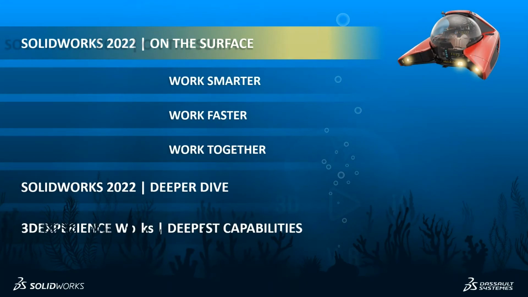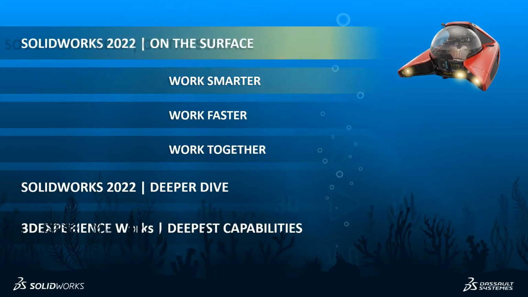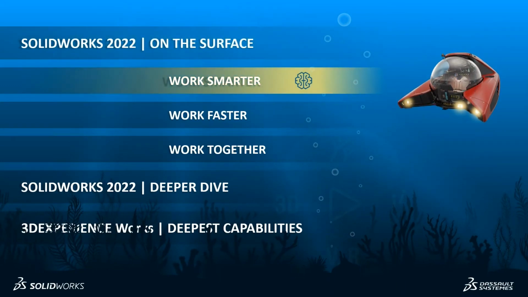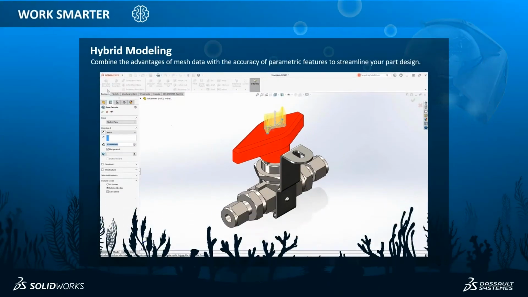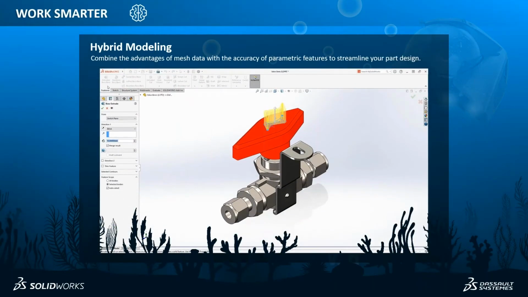For the first part, on the surface, let's work smarter, work faster, work together. First, let's look at working smarter. Did you know that SOLIDWORKS is pretty much the only software that can open up other CAD formats like Inventor and Creo? Well, it can, and it has been able to do that since about 2017.